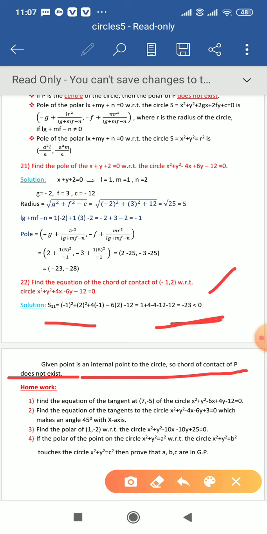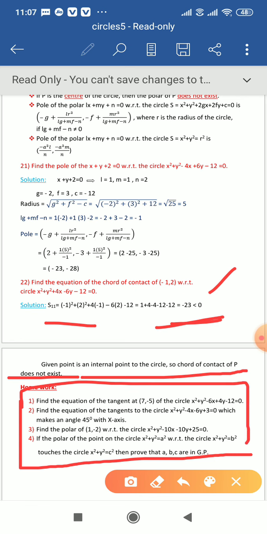Okay. So these are the concepts of the chord joining two points, the equation of the tangent at a point, the chord of contact of P with respect to a circle, and the pole and polar of a point with respect to a circle. Now there are some homework problems. You do the homework problems. If you have any doubt, you discuss it in our next class. I hope all are understanding the concepts. You observe the pole and polar once again, and also write in your notes and practice.